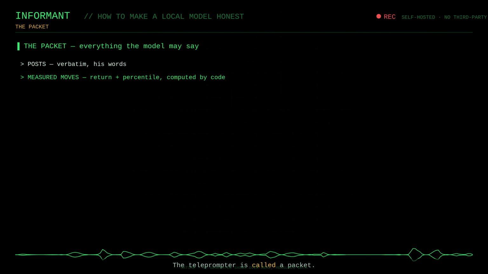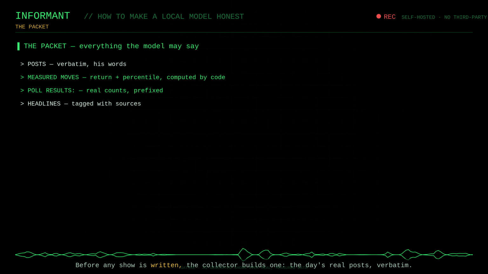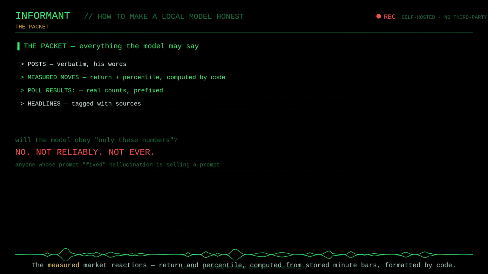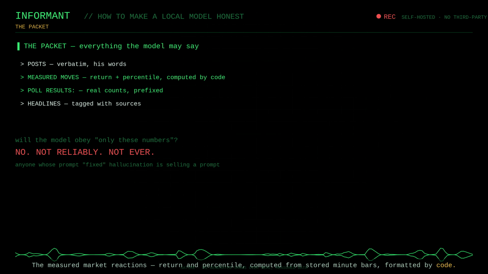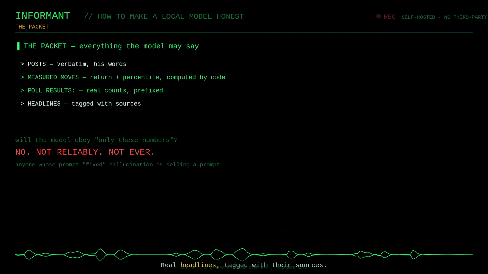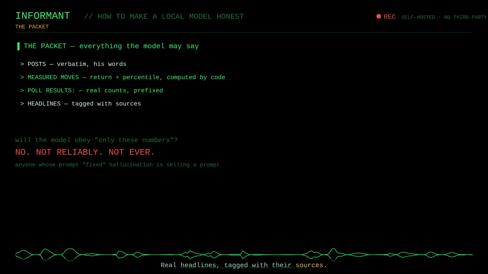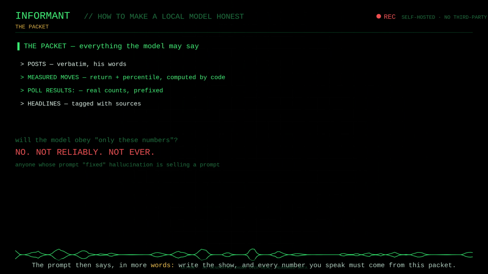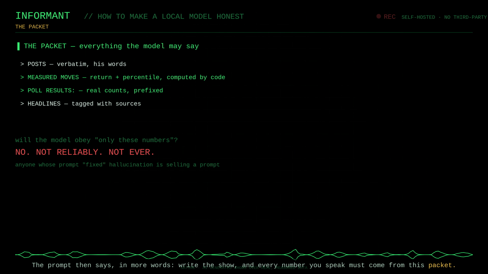The teleprompter is called a packet. Before any show is written, the collector builds the day's real posts verbatim. The measured market reactions, return, and percentile computed from stored minute bars, formatted by code. The real poll tally, prefixed so the writer can quote it. Real headlines tagged with their sources. Everything the model may reference in one block with trust labels. The prompt then says, in more words, write the show, and every number you speak must come from this packet.